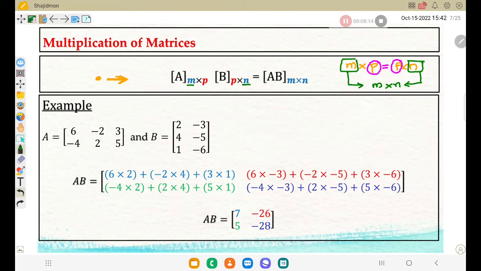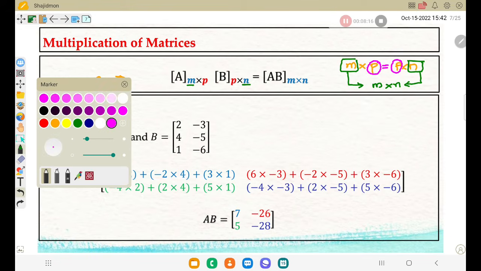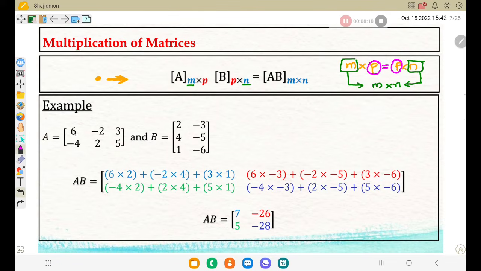Now, for example, here you can see one example. A equals the matrix 6, minus 2, 3, minus 4, 2, 5. What is the order of the A matrix? It is 2 rows, 3 columns, a 2 by 3 matrix. Now we can check matrix B. Matrix B is 2, minus 3, 4, minus 5, 1, minus 6. How many rows? We have 3 rows and 2 columns, correct?